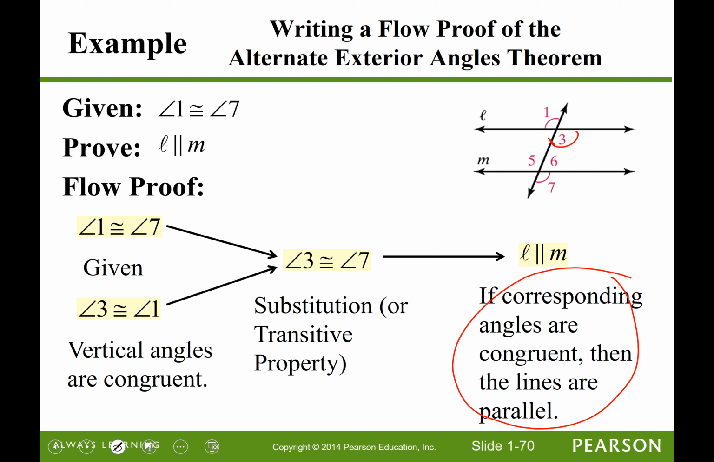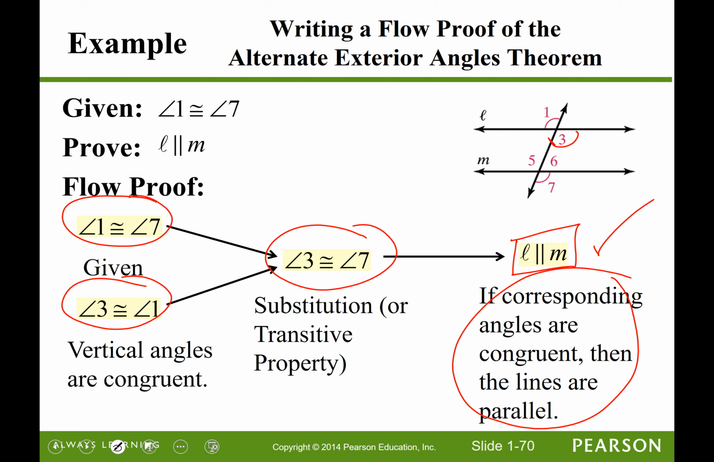That's our justification for this statement right here. And this statement right here is exactly what we were being asked to prove. So notice the flow. We start with what we were given. We state any other definitions, postulates that we know. We use manipulation of substitution, transitive property if we need to, and then we end with whatever it is we're being asked to prove. So this is your start, and this is where you finish.